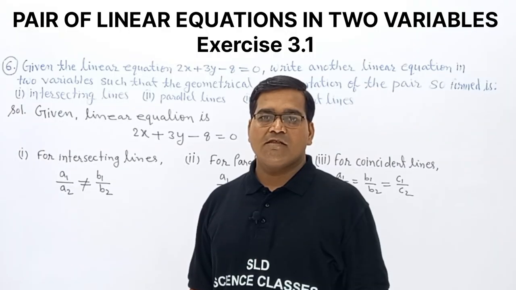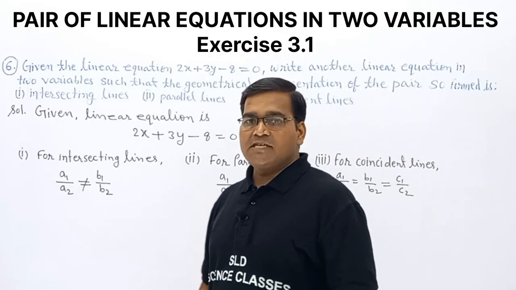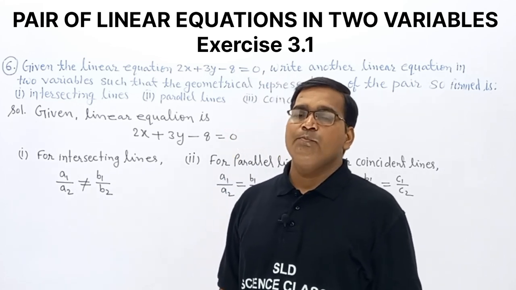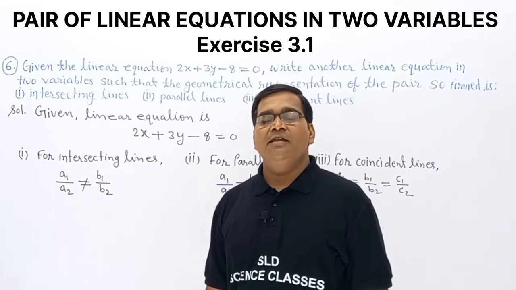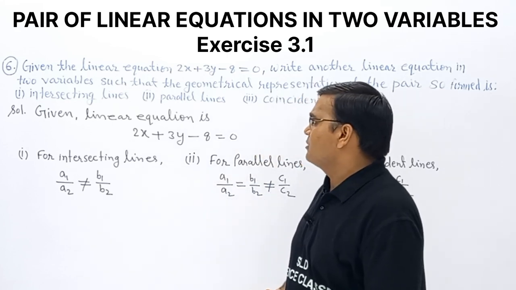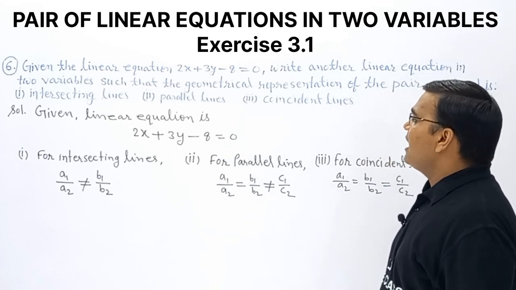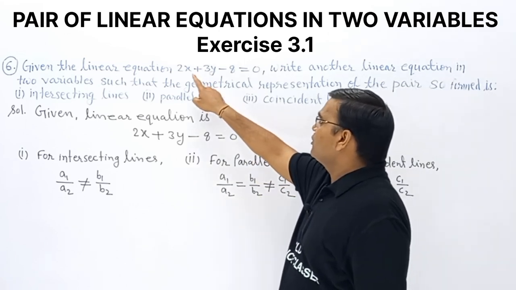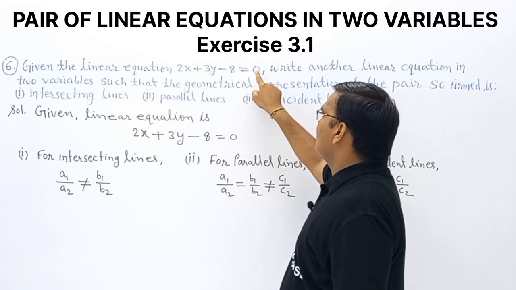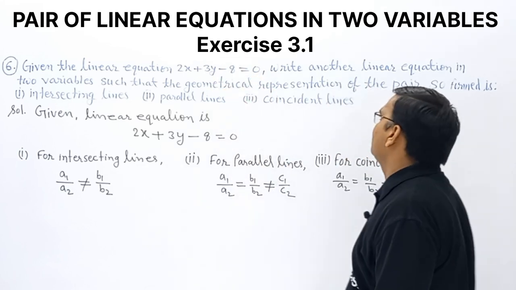In this class, we will discuss question number 6, exercise 3.1, pair of linear equations in two variables. So what about this question? Observe, given the linear equation, we are having one linear equation. What is the linear equation? 2x plus 3y minus 8 equal to 0. This is one linear equation we are having.